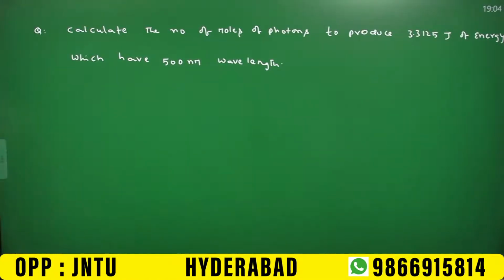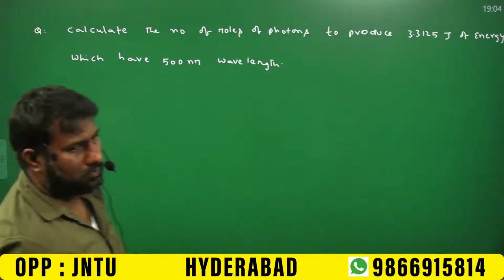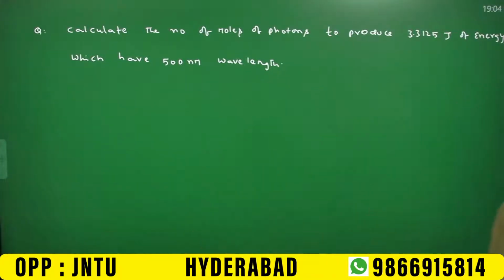Can you solve this? Make it fast. What is the formula? E equal to nhc by lambda. Lambda is given, so now we need to calculate. We need to find the n value.